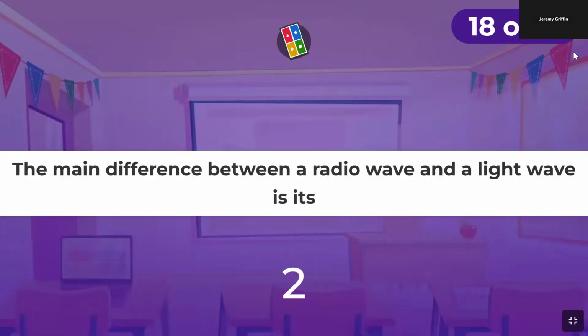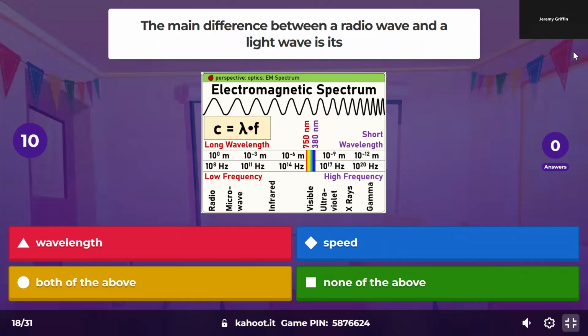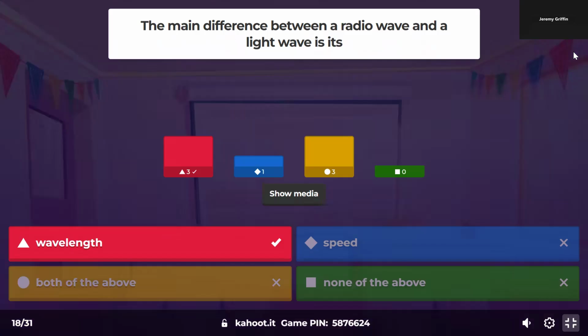Main difference between a radio wave and a light wave is... Yeah, wavelength is a good answer. There also could have been another valid answer that I did not offer as a choice. What else could have also been a good answer? Frequency. Yeah, frequency. Okay. So wavelength and frequency are both okay. But not speed, because these are all traveling at the same speed. They're all EM waves. So wavelength's a good answer in this case.